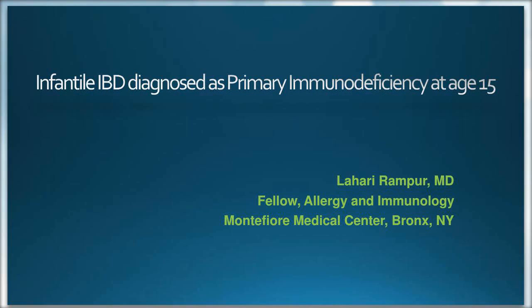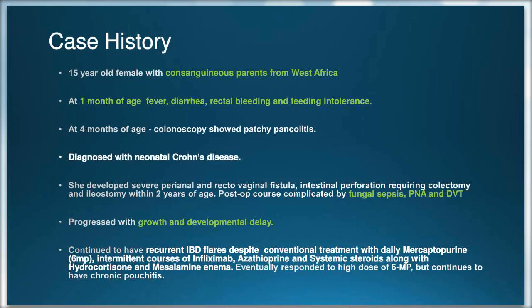Hello, everyone. My name is Lahari Rampur. I'm one of the second-year allergy immunology fellows from Montefiore Medical Center, Bronx, New York. I would like to thank CIS for giving me this opportunity. I'm going to present a case of infantile IBD diagnosed as primary immunodeficiency at age 15. This patient was evaluated at different institutions till she was 11 years of age. When she came to our institution, she was primarily managed by GI and pulmonary, and we got involved 4 years ago when she already had some immune workup. She's currently a 15-year-old female with consanguineous parents from West Africa.